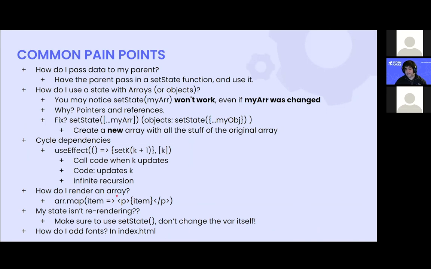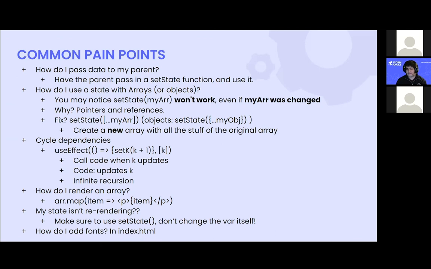How do you render an array? There's an array.map property that we'll see in a second. And then you might have this, I can't point at the bottom ones, but I'm reading the second to last point: your state isn't re-rendering. Make sure you're using set state and you're not changing the variable itself. Remember my pro tip, use const, so you can't change the variable itself. You have to use set state to update it.